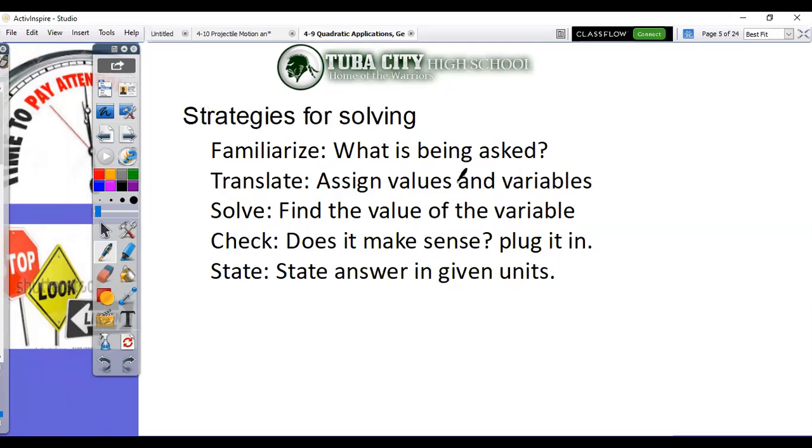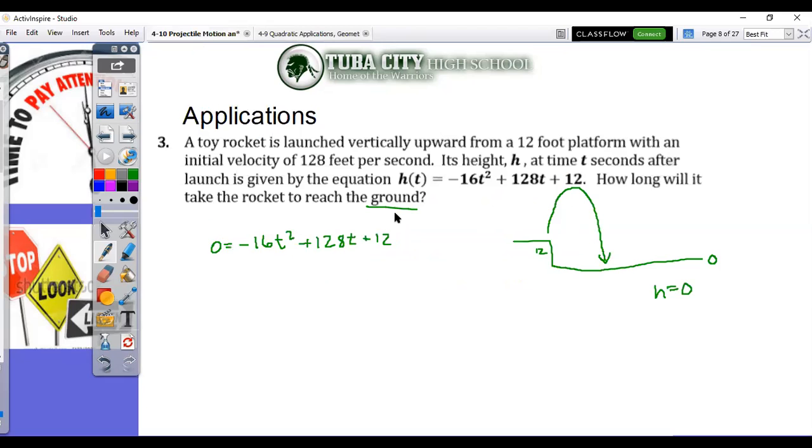Translate means to assign values and variables. So in this case here, we're using quadratic formulas. Well, for this example, we are going to use the quadratic formula, but solve, check, and state answer in given units. So same things that we did in the previous lesson. Okay, so let's go ahead and solve this.